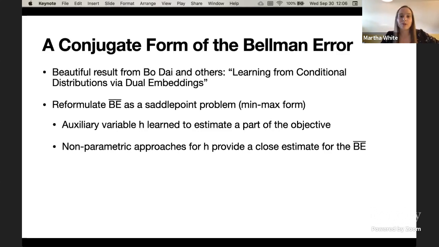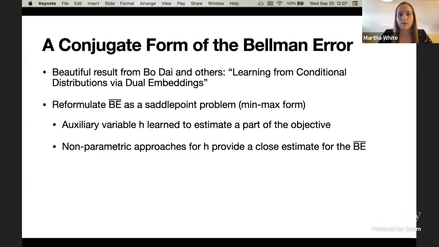If you haven't read this paper, you should go look at it and follow-up papers from Li Hong about SBEED and about the kernel Bellman error. And now Nan Jiang also just posted a cool paper earlier that's related as well. The really nice insight from this work is that we can take the Bellman error and reformulate it as a saddle point problem. It has a min-max form where we have an inner maximization over an auxiliary variable h, and that h variable is estimating some part of the objective.